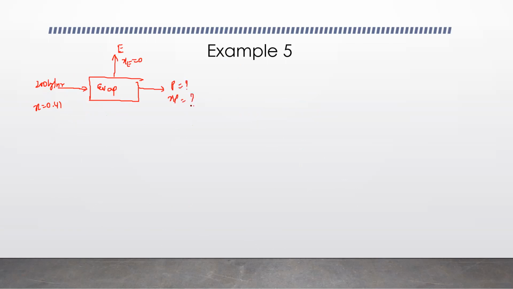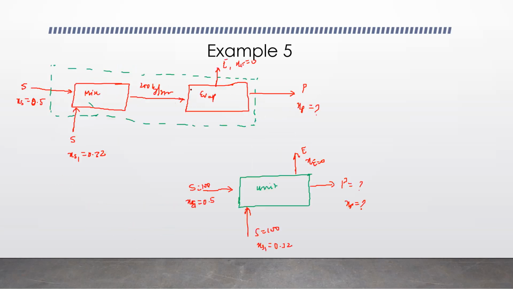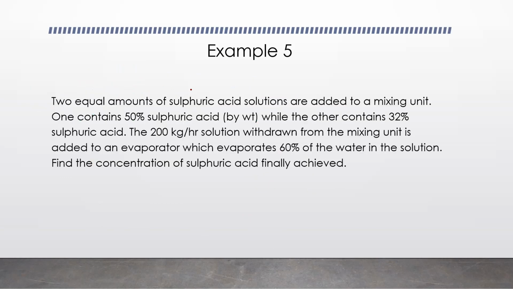But now, as you can see, this system still can't be solved, right? It still can't be solved because we'll make the overall material balance equation, 200 equals E plus P. Then we'll make the solid balance equation, that is 0.41 into 200 is equal to XP into P, not solid balance, sulfuric acid balance, right? So still it can't be solved. That means we are missing something in the question.